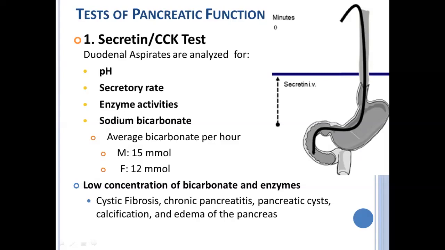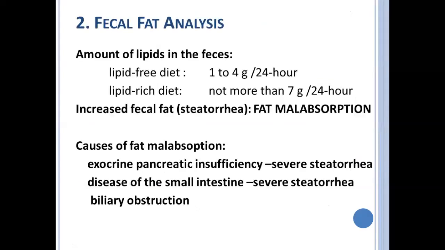So that's the first test. Another test is the fecal fat test or fecal fat analysis. So the amount of lipids in the feces, pag lipid free yan, is around 1 to 4 grams per 24 hours.